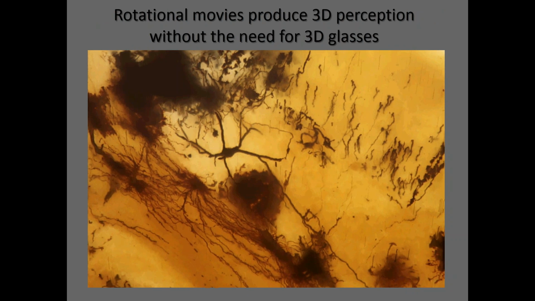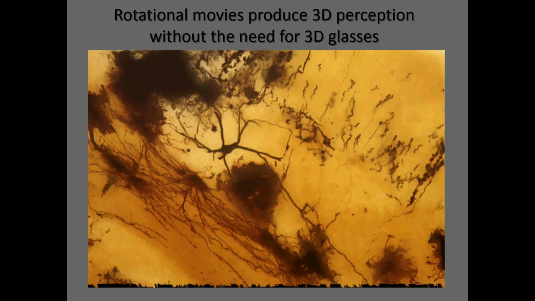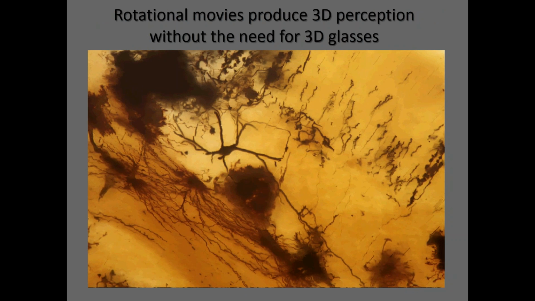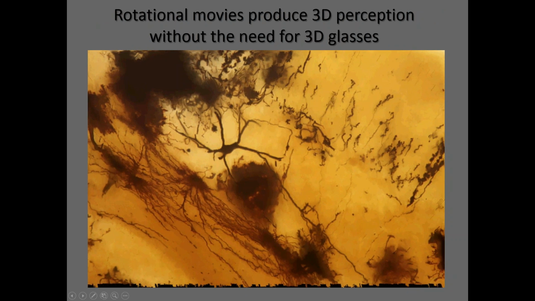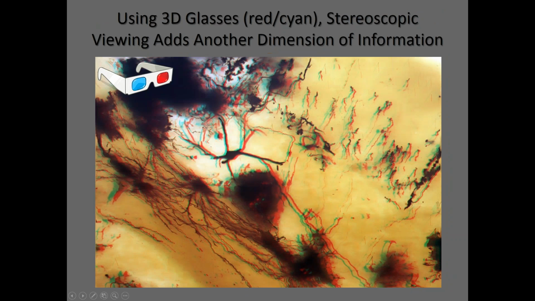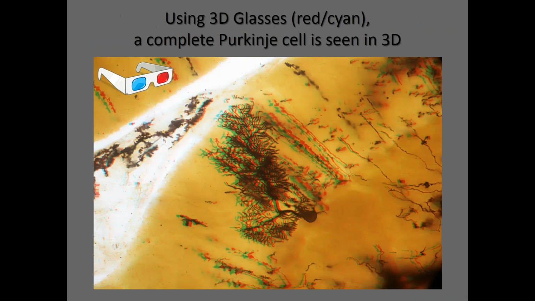And in addition, using the rotational 3D display system, you can see this very clearly, the foreground from the background. And if you happen to have a pair of three-dimensional glasses that are red and cyan, that creates an even more dramatic three-dimensional image. Here is again a three-dimensional image using the red cyan glasses.